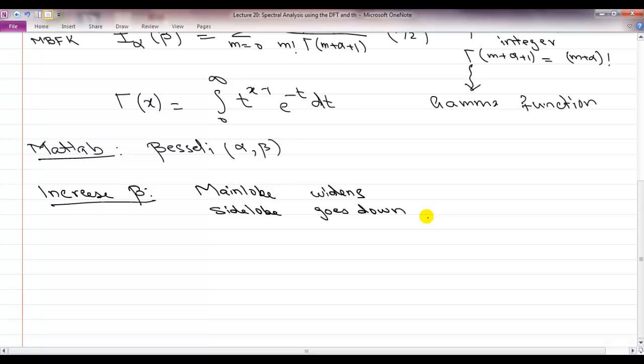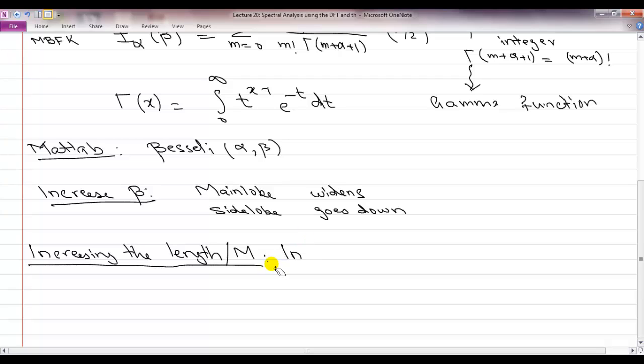And if you want to now decrease the main lobe, then what you have to do is change the length of the window. In general, this is true for all windows, not just Kaiser: if you increase the length, which in the case of the Kaiser window is directly proportional to M, the only thing it does is reduce the width of the main lobe. So if you increase the length M, it reduces the width of the main lobe.